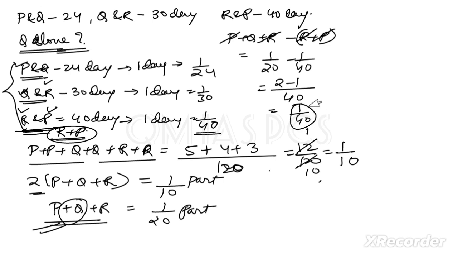So for Q, 1 by 40 part is getting completed by Q. So for Q the time will be the reciprocal of 1 by 40, which is 40 days. Okay, so this type of question can be asked. We have to find the individual time of that group, P and Q, Q and R and R and P, and based on that we can solve like this.